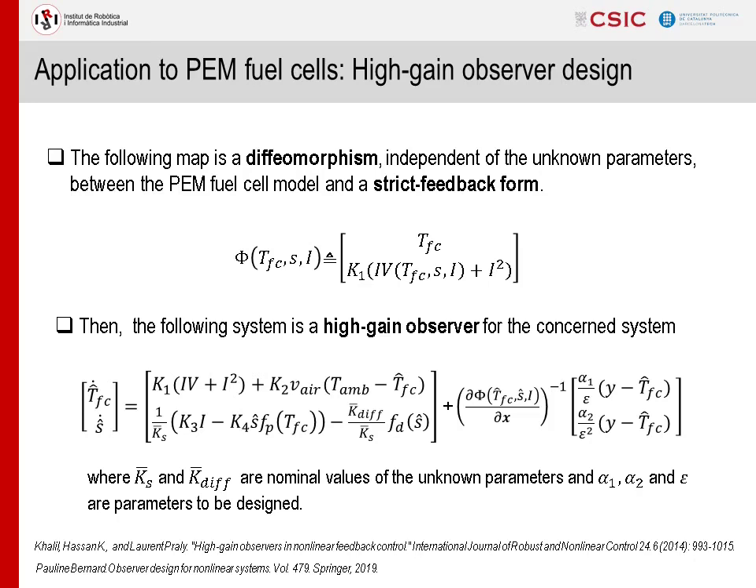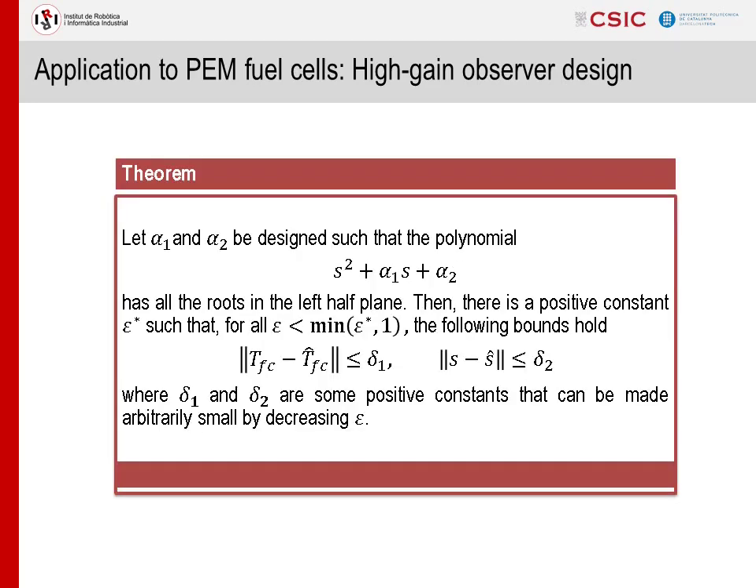If alpha 1 and alpha 2 are designed such that the following polynomial has all the roots on the left half-plane, then the high-gain observer estimation error will converge to a bounded region, provided the design parameter epsilon is small enough. The estimation error's ultimate bound will be proportional to epsilon. Therefore, it can be made arbitrarily small by reducing it.